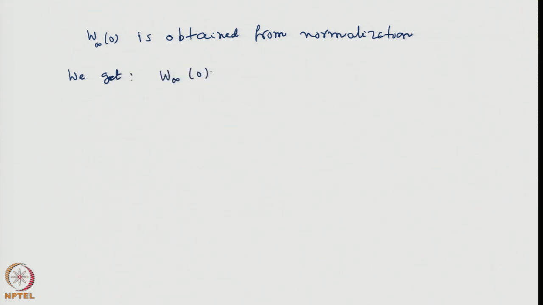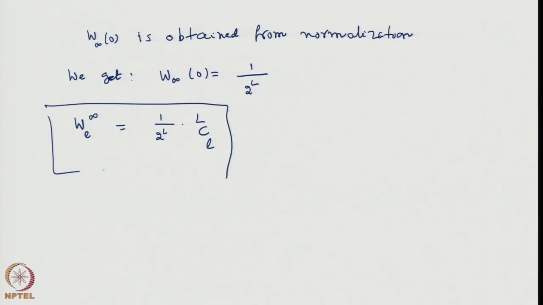W infinity 0 will be actually 2 to the power L. It will come to the binomial theorem, because the sum of Σ LCL is going to be just 2 to the power L by binomial theorem. So, finally, we get the solution WL infinity equal to 1 by 2 to the power L LCL. Equilibrium solution to the flea problem.